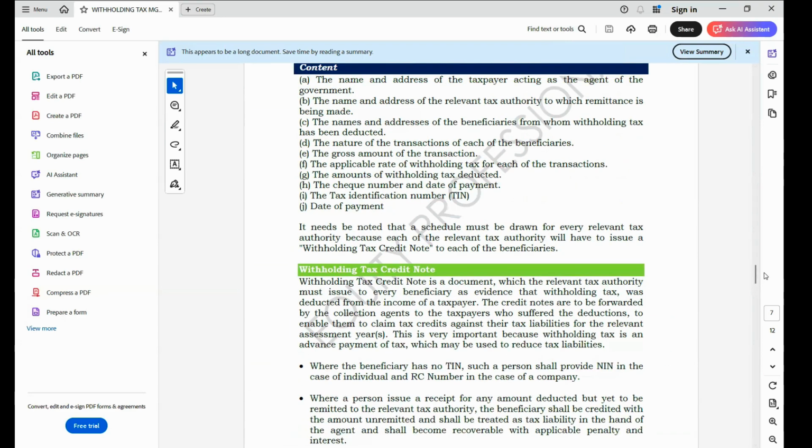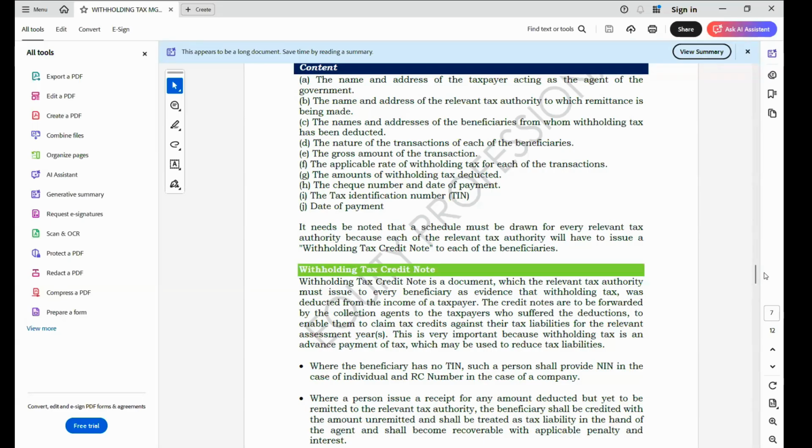It's a document that is issued by the relevant tax authority to every beneficiary as evidence of withholding tax payments. So after the agent has submitted the payment schedule with evidence of payment, with the bank draft or the check, the relevant tax authority, after acknowledging the payment, will issue what is called the withholding tax credit note.